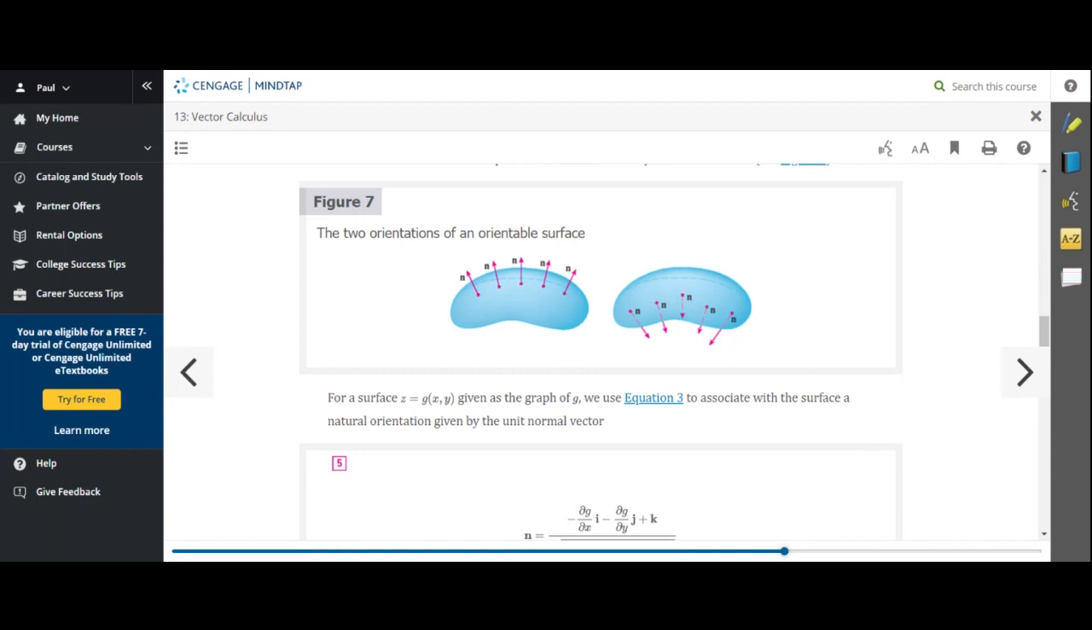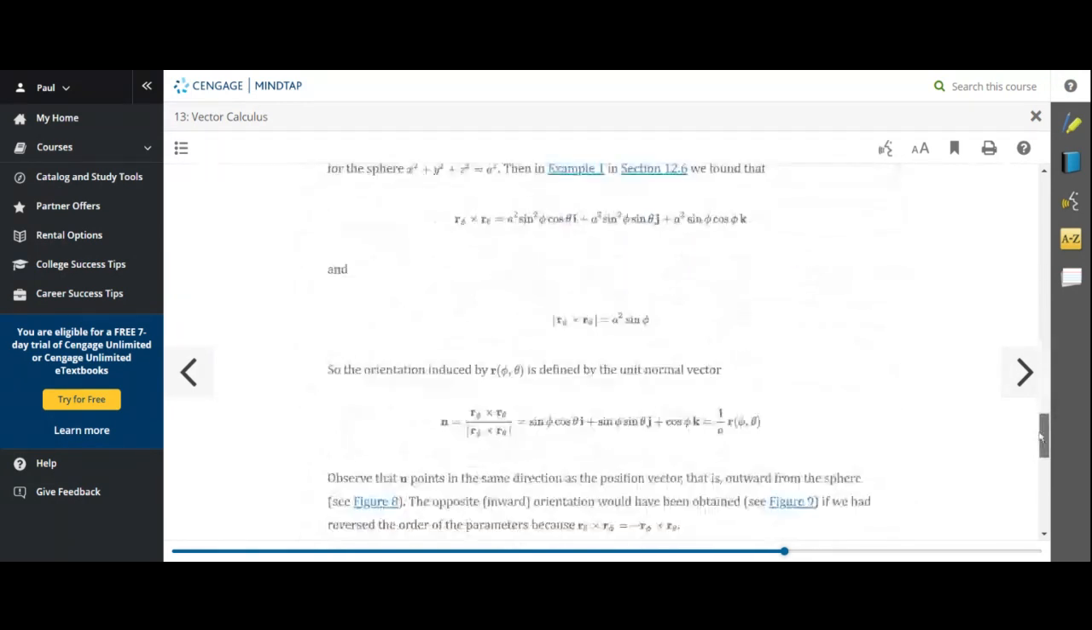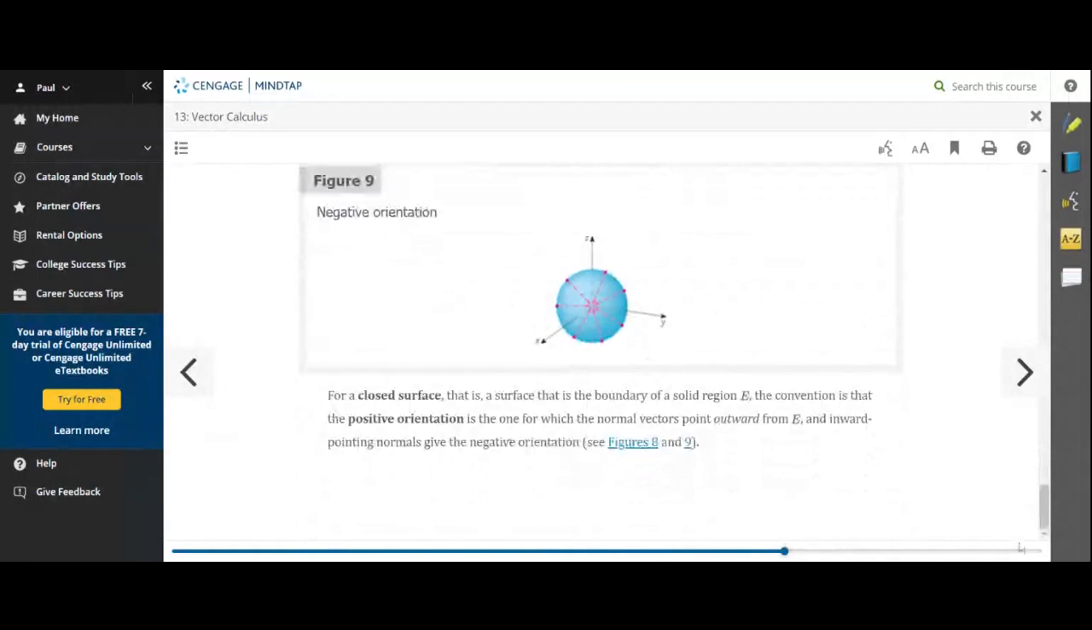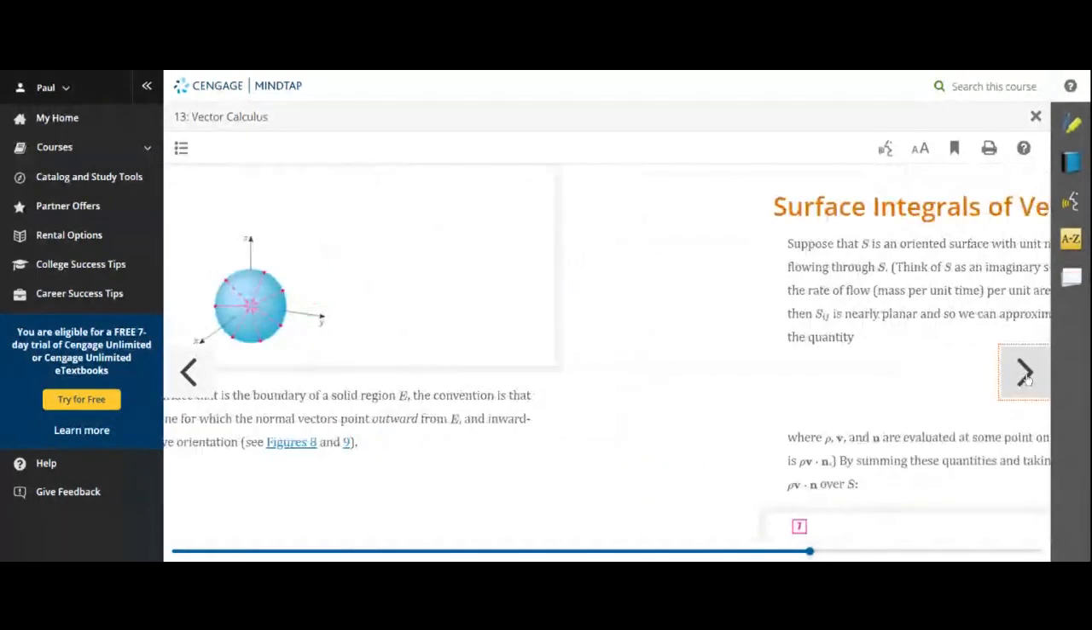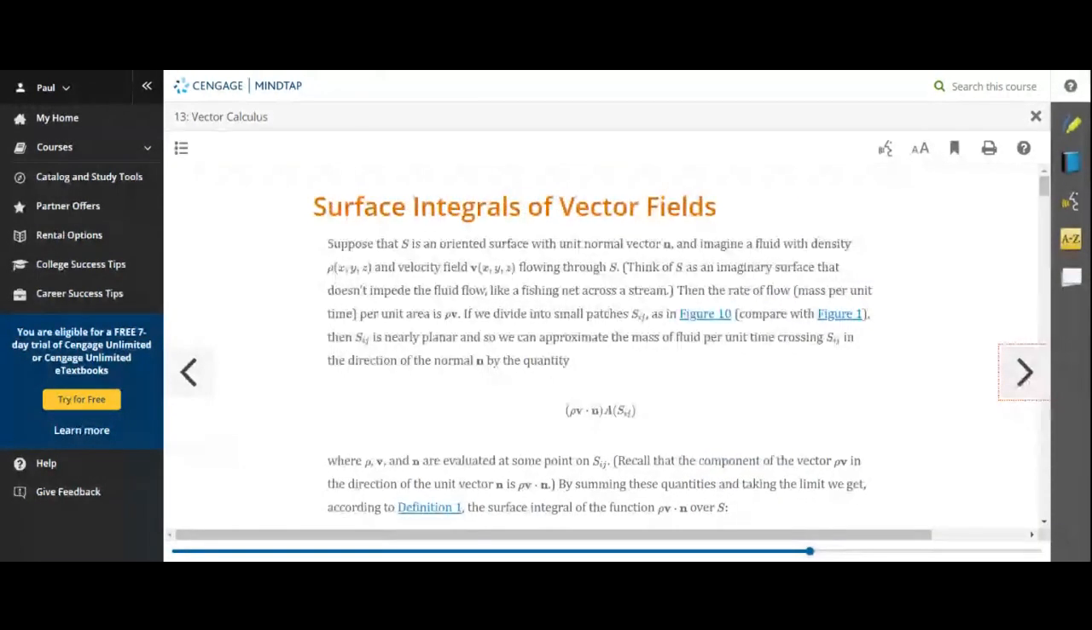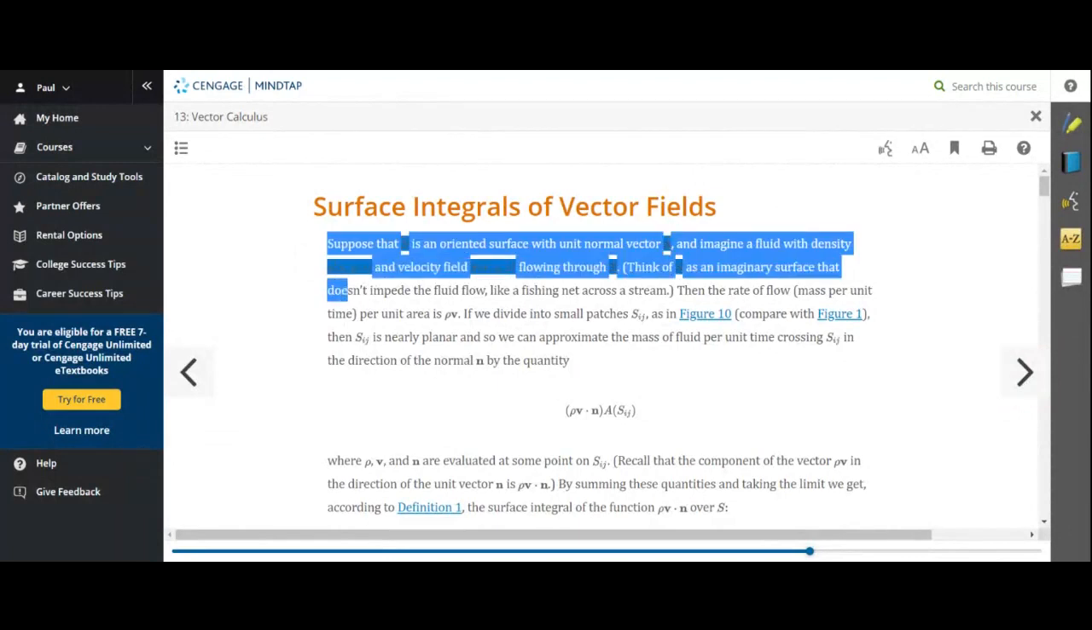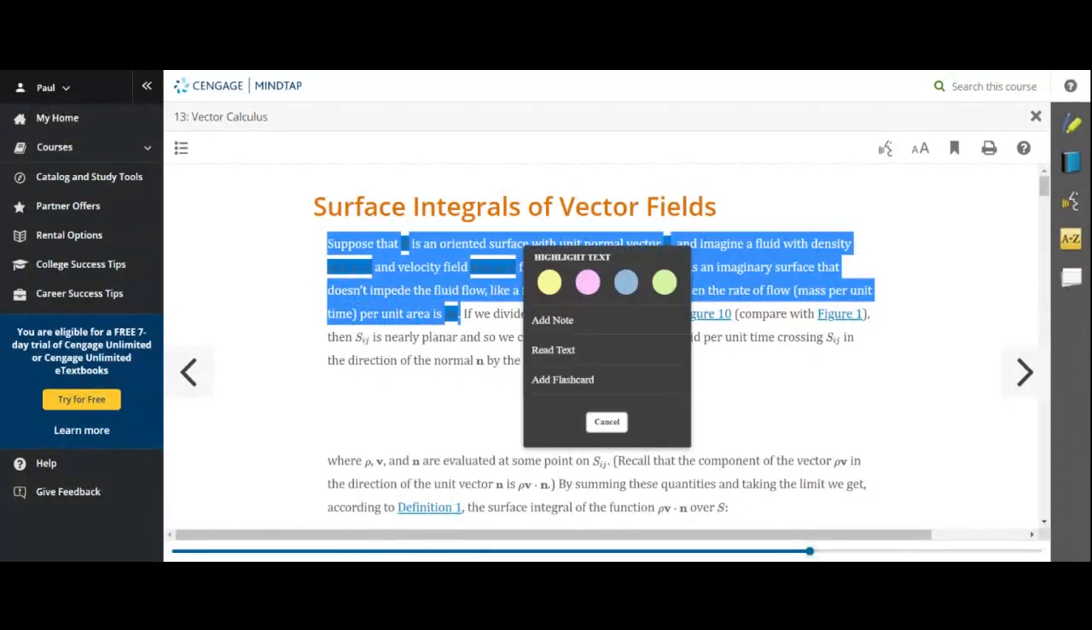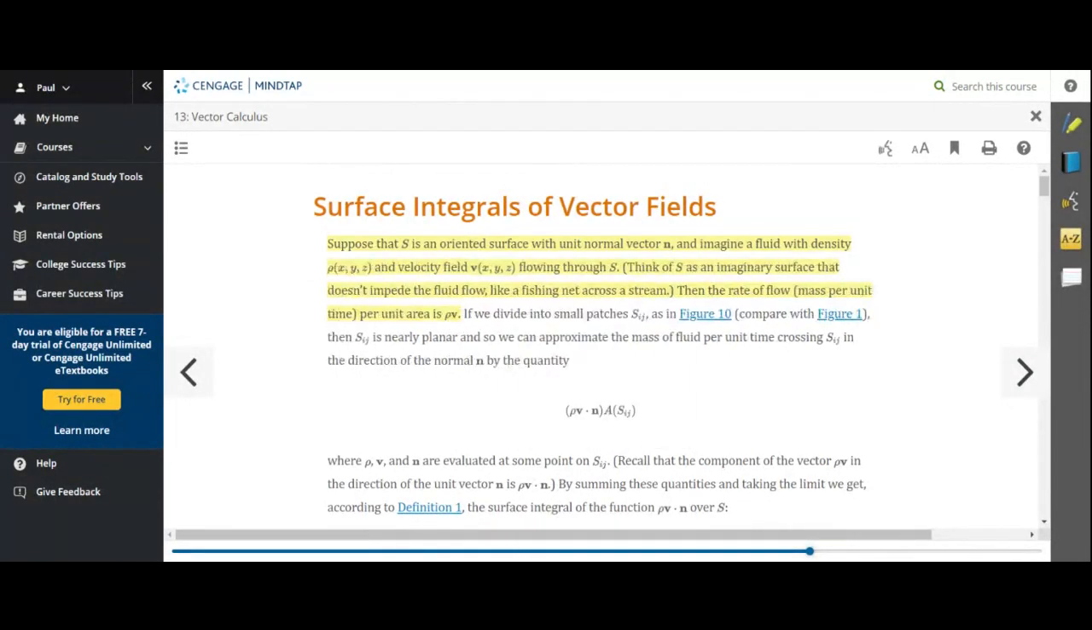All right. Well, then let's go ahead and talk about surface integrals of vector fields. I'm going to go right to where they talk about it. Okay, surface integrals of vector fields.